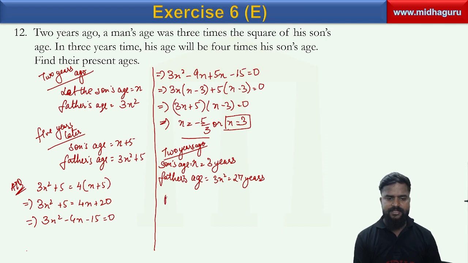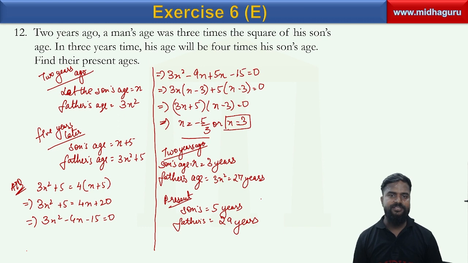So the present age is 2 years later. So the son's age will be 3 plus 2, which will be 5 years. And the father's age will be 27 plus 2, which will be 29 years. And these will be their present day ages. So let's move on to the next question.